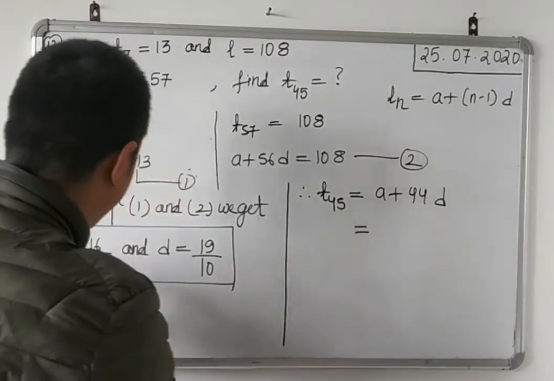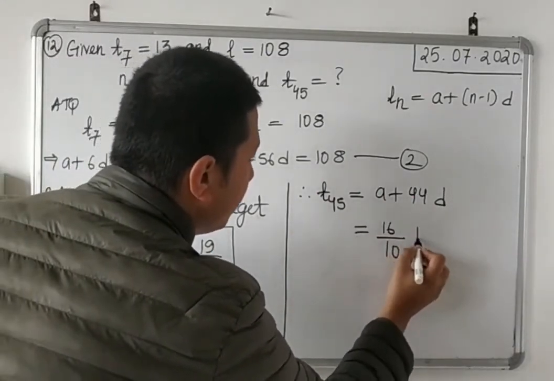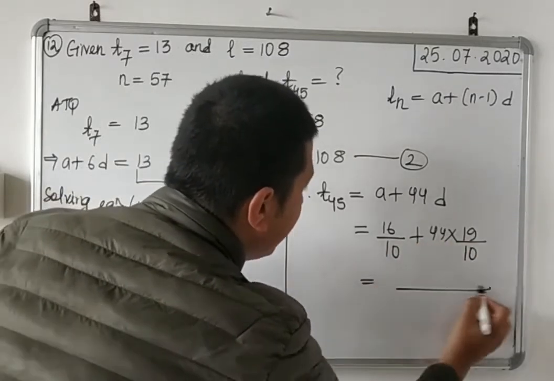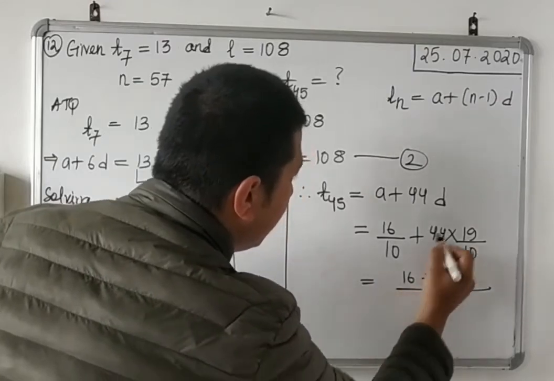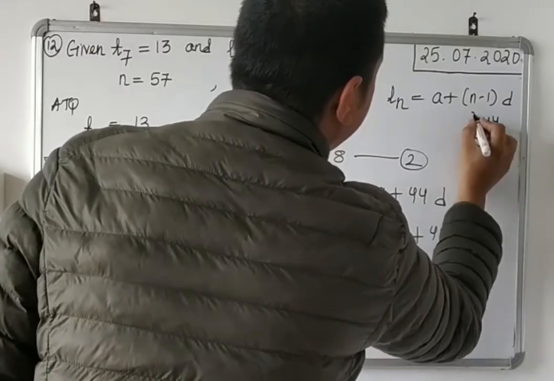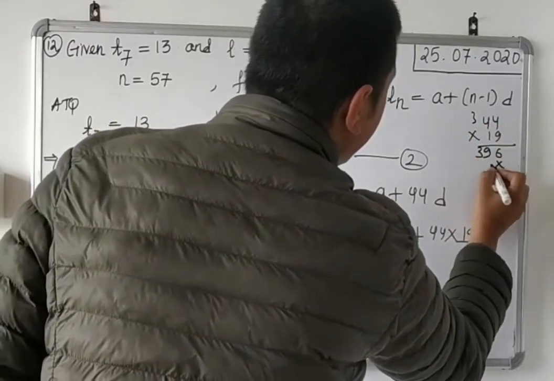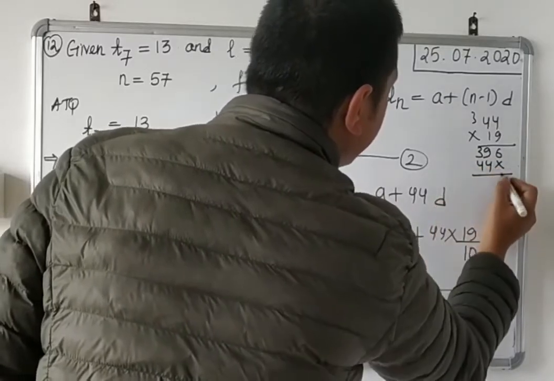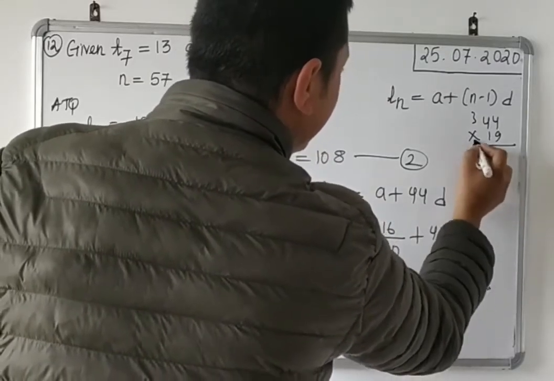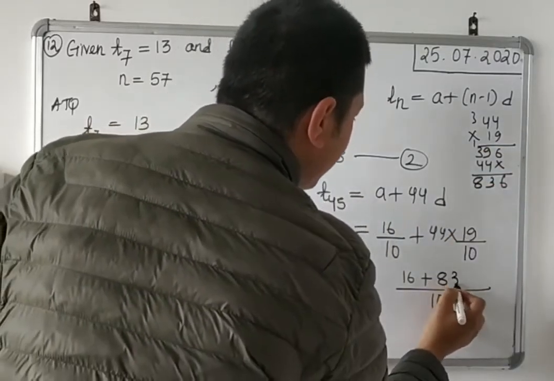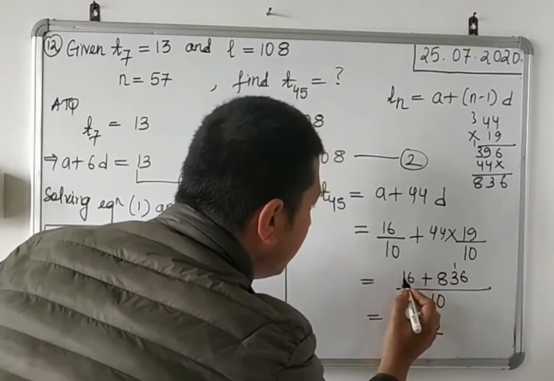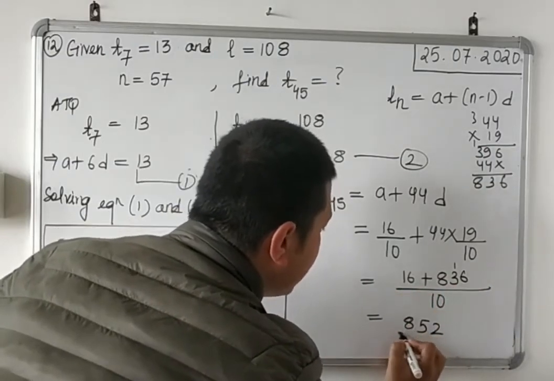So what is the value for A? 16 by 10. Very simple. 44 into what is the value for D? 19 by 10. So 10 is the LCM, isn't it? So 16 plus, let us multiply 44 into 19. 9 fours are 36, 3 carry, 9 fours are 36, 37, 38, 39, into 4 into 4, so 6, then 13, then 8. So it is 836. So 8, 3, 6, and then adding 16 gives 852 divided by 10.